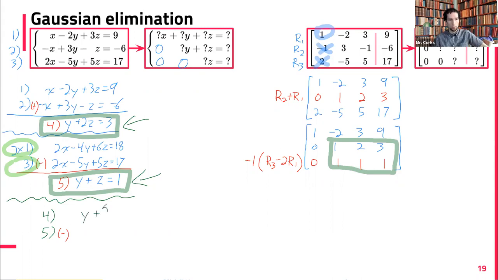So y plus 2z equals 3. Y plus z equals 1. And we subtract. And we got z equals 2. Z equals 2. So this is very, very easy arithmetic here. The y's disappear very cleanly. Z equals 2. And then that's sort of our new equation 6 here.